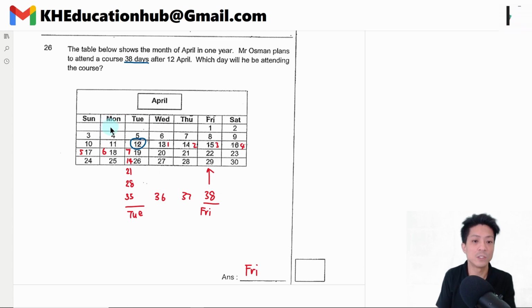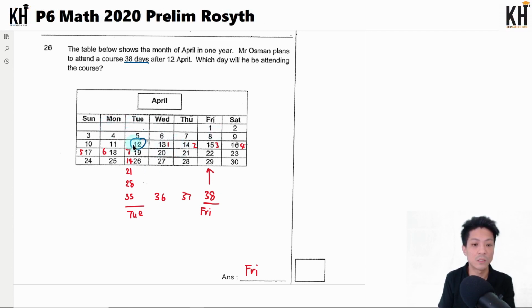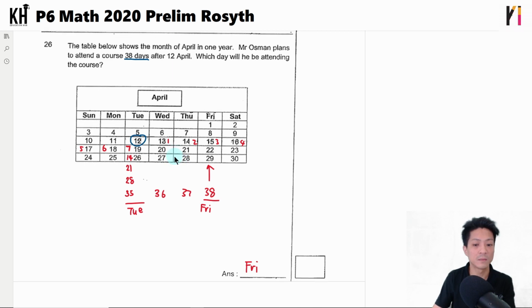Okay, for this type of question, it's best you list it out properly because a lot of students will mistake this as the first day. And then your 7th day will be different.